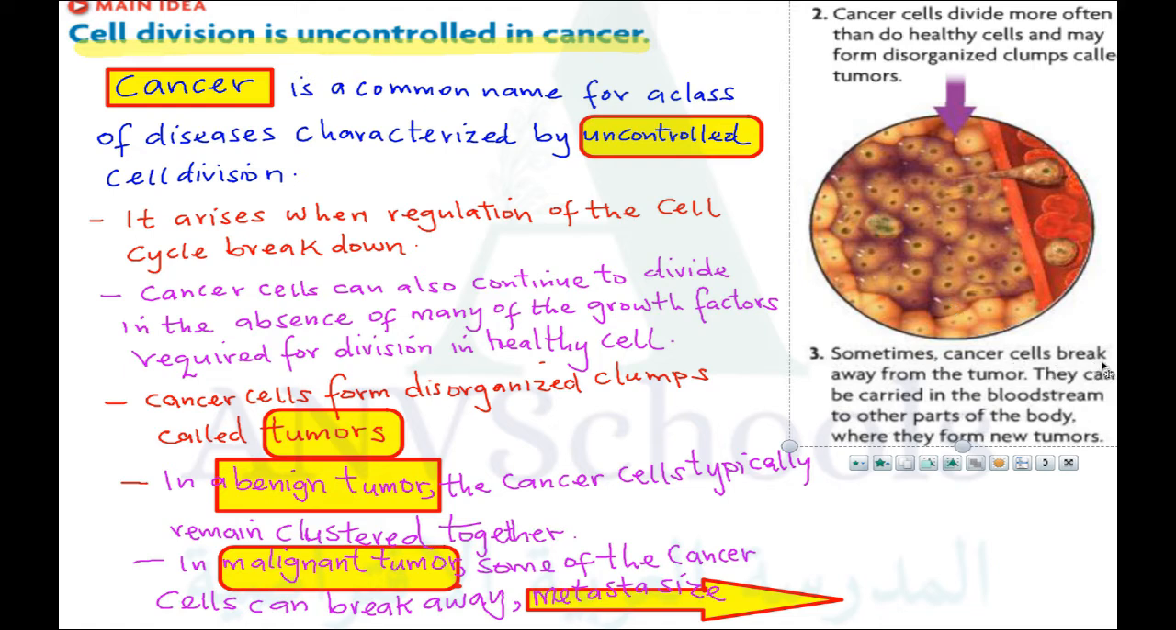Sometimes cancer cells break away from the tumor. They can be carried in the bloodstream to other parts of the body, where they form new tumors somewhere else. This process of breaking away, we call metastasize. If tumors are malignant, they will metastasize, that is, move from one part of the body to another through the bloodstream, and they will be extremely difficult to control.